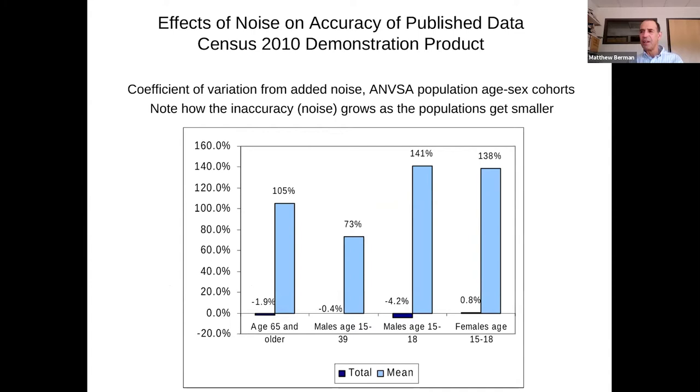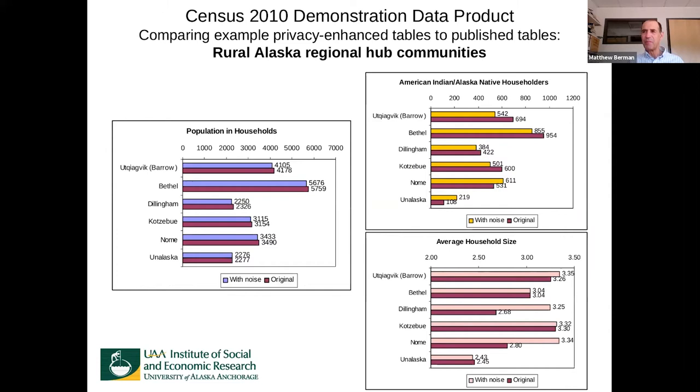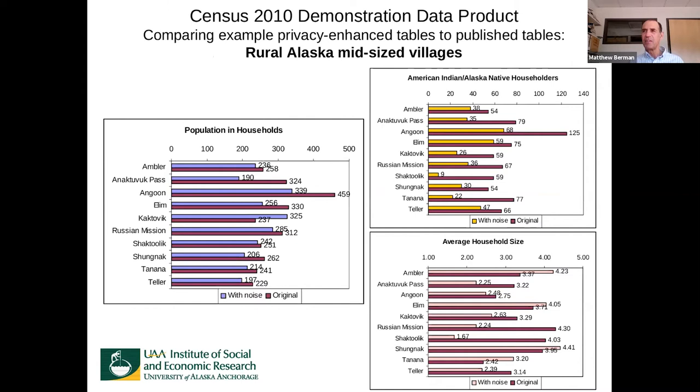And if you look at breaking down the population by age groups, the margin of error gets much, much larger for the average village. I mean, these are really unusable for the demographic breakdown of these villages. And I give some brief examples. I won't spend too much time on it, but basically they illustrate that for the larger hub communities, there's a very slight loss. It's not very great, but you see it's fairly accurate with the noise. And as you get smaller and smaller communities, it gets more of a bias.